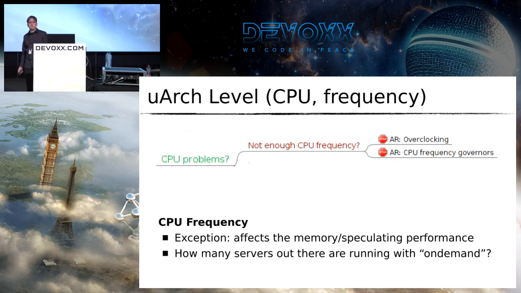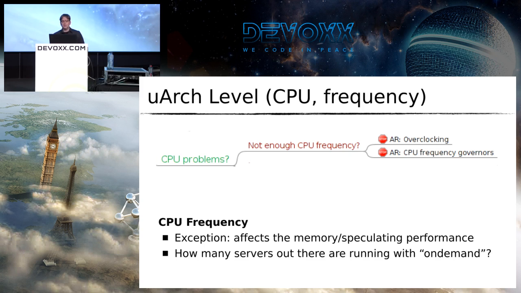One is you have not enough CPU frequency, and you deal with that with overclocking or even setting the CPU frequency governors. This is the single exception from that CPU rule. Actually, the CPU governors affect the performance of the memory subsystem. So setting up the CPU governor is probably beneficial for your general application performance.